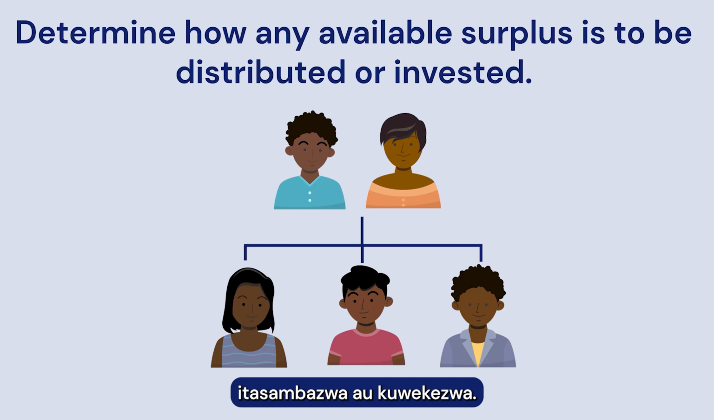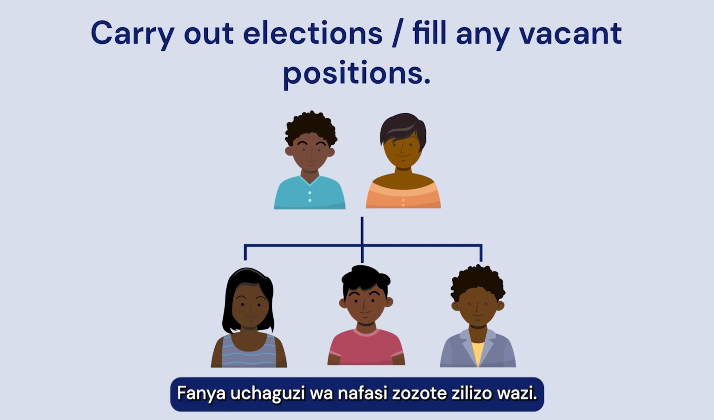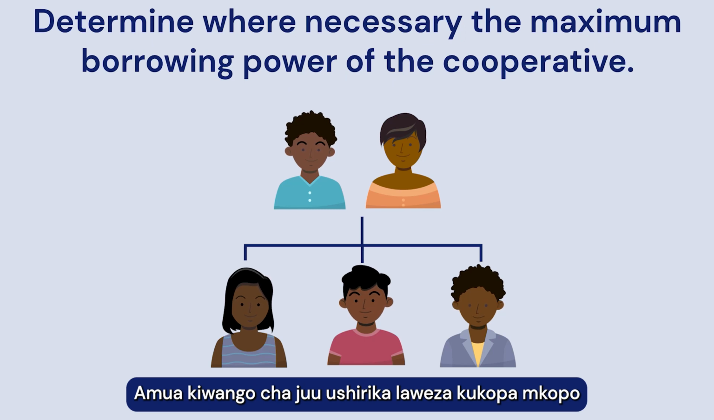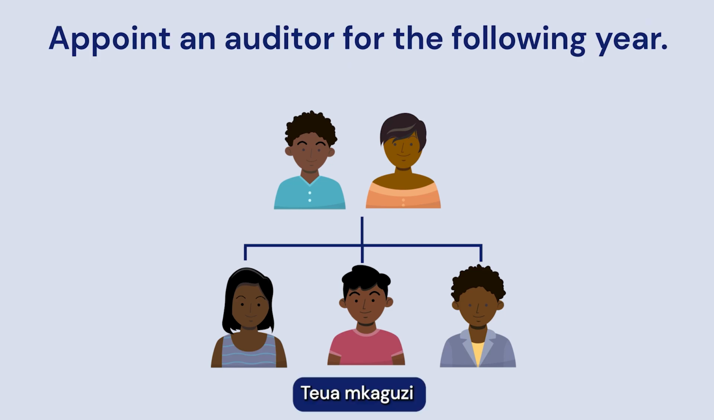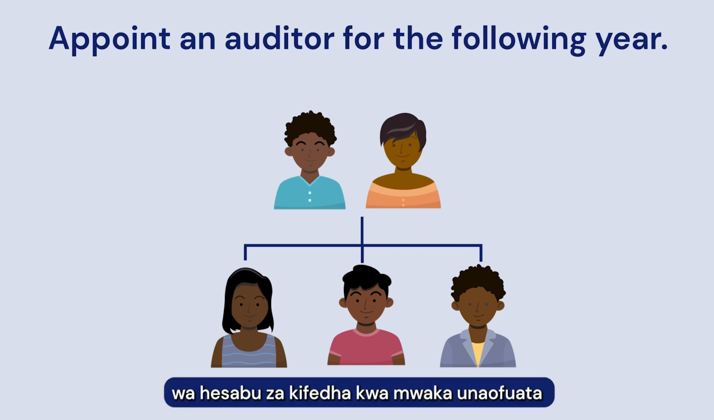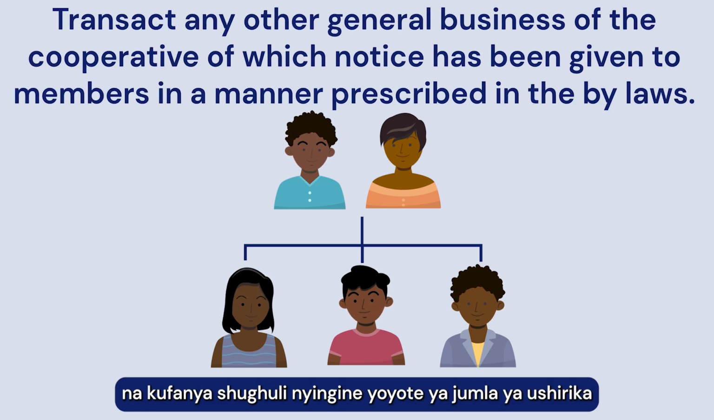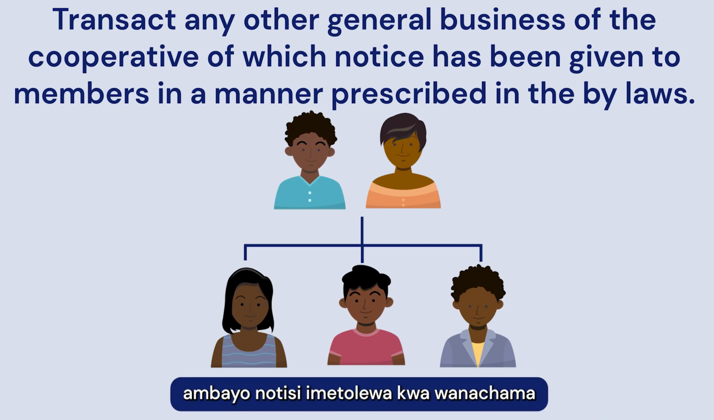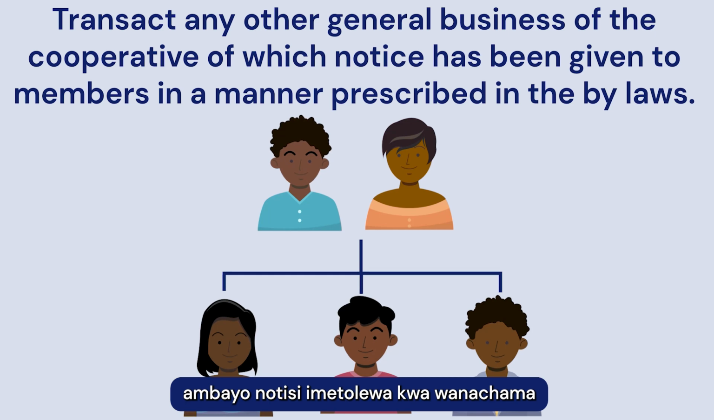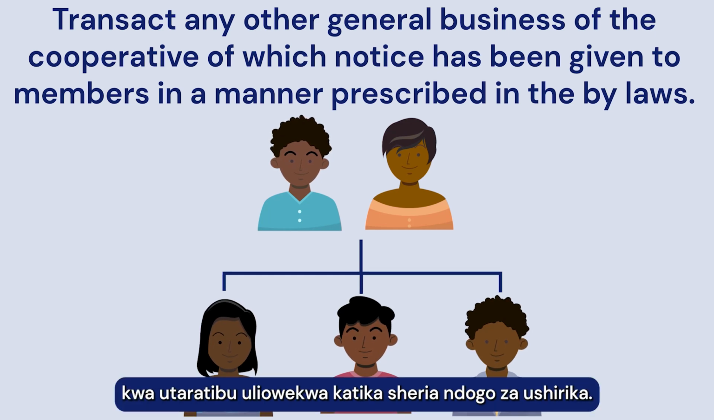determine how any available surplus is to be distributed or invested, carry out elections or fill any vacant positions, determine where necessary the maximum borrowing power of the cooperative, appoint an auditor for the following year, and transact any other general business of the cooperative of which notice has been given to members in a manner prescribed in the bylaws of the cooperative.